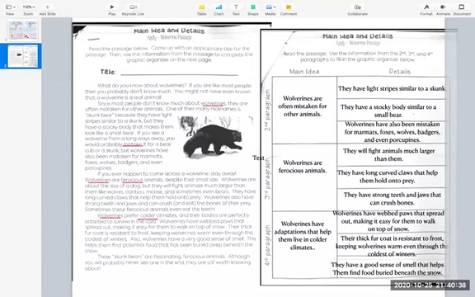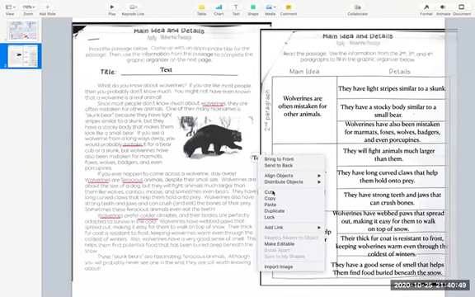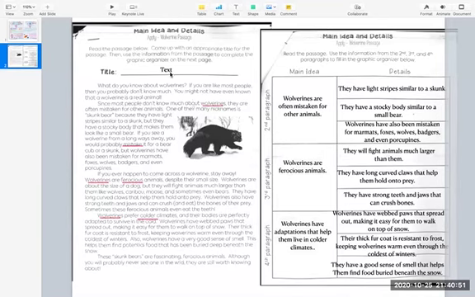The last thing we're going to do is think of a title for our passage. See if it'll let me do a text box. Yes. I think a great title would be Wolverines.